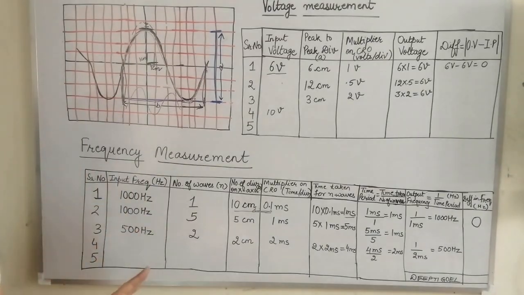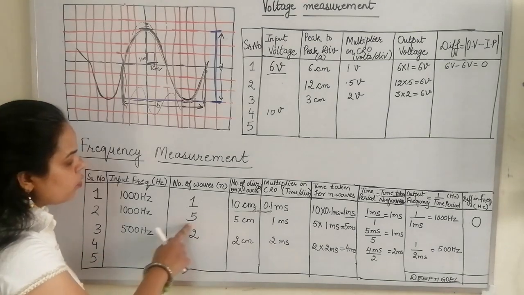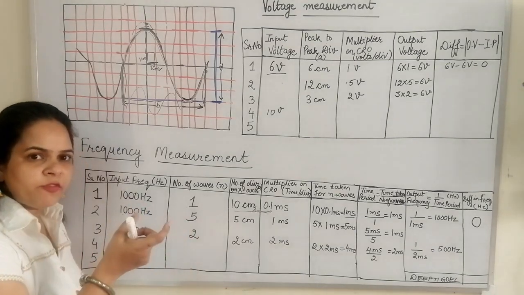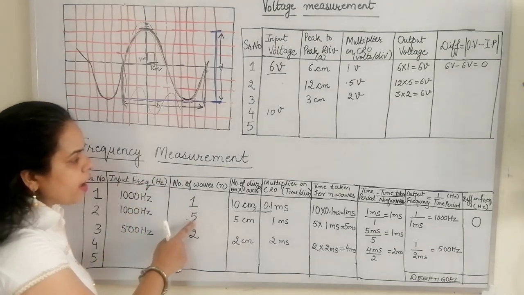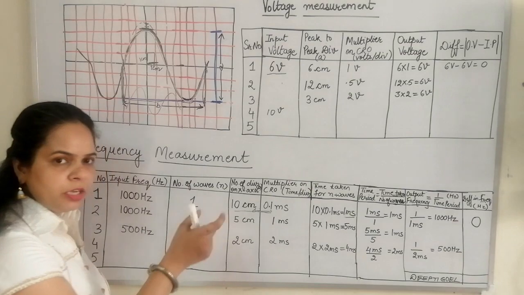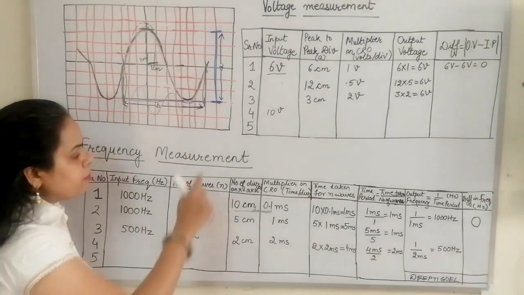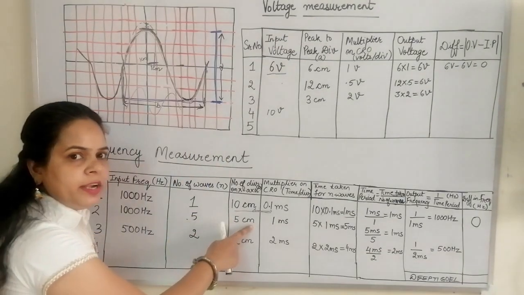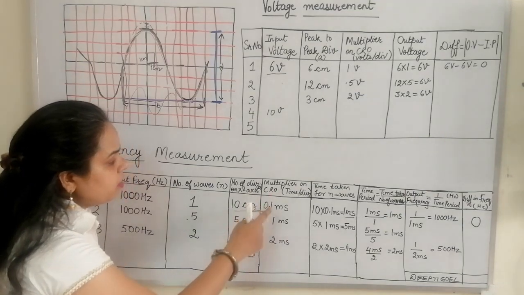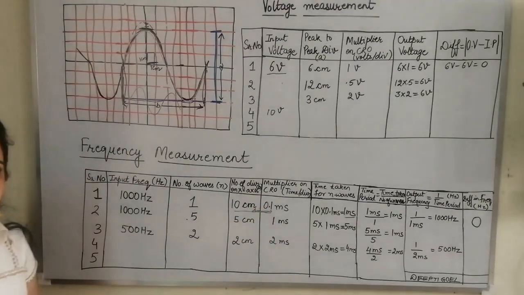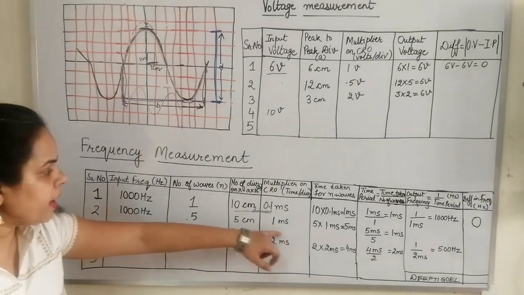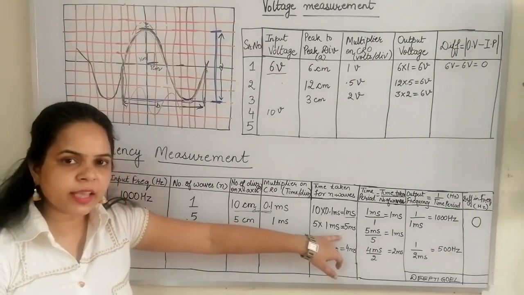Similarly, we are not changing the input frequency, but now we have changed the multiplier. The number of waves will change. Suppose now we get 5 waves. So for 5 waves we have 5 centimeters. The distance covered by 5 complete waves is 5 centimeters. The multiplier on the CRO has been shifted from 0.1 to 1 millisecond. So when we multiply 5 and 1, we get 5 milliseconds.